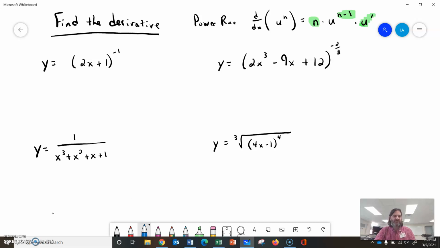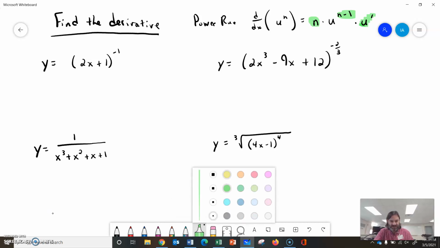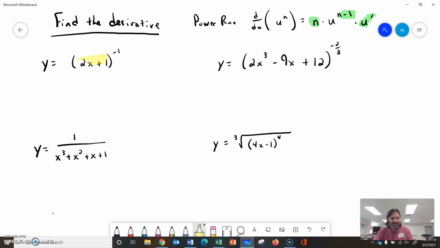So the first one is y equals the quantity 2x plus 1 all raised to the negative 1. So in that case, we're going to look inside here, and what we see is that there's just something a little bit more complicated inside this function than the normal power rule. So I'm going to call that thing inside u. And in that case, I'll be able to apply the power rule just as is.